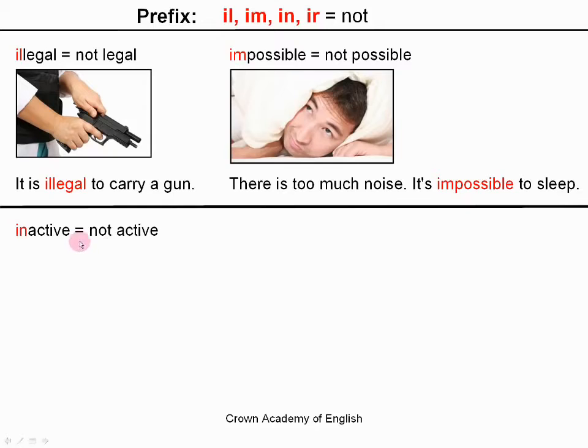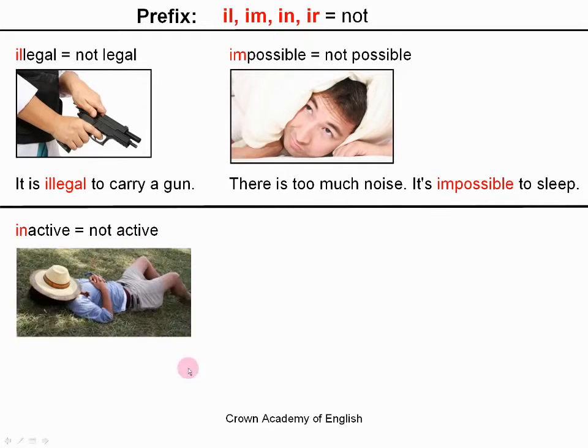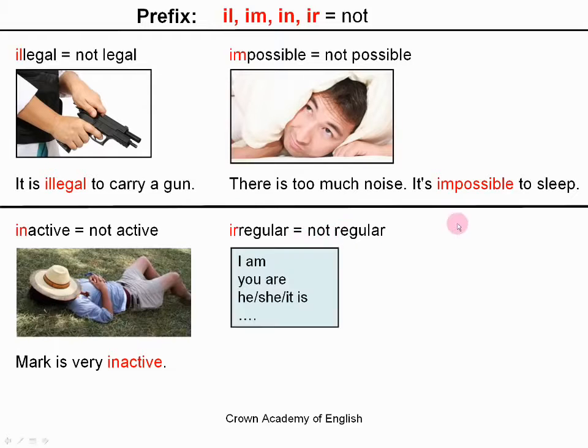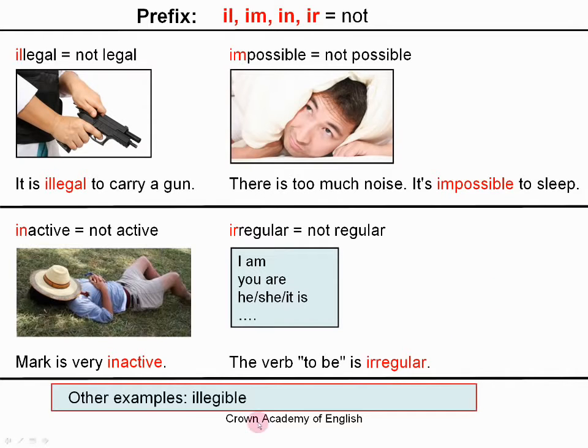Inactive means not active. Mark is very inactive. Irregular means not regular. I am, you are, he, she, it is. This is the verb to be. The verb to be is irregular. Okay? Other examples: illegible, impotent, insecure, irrational.